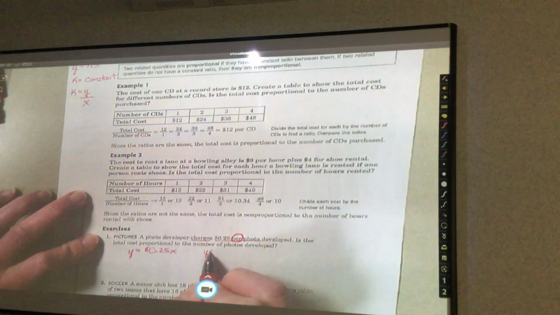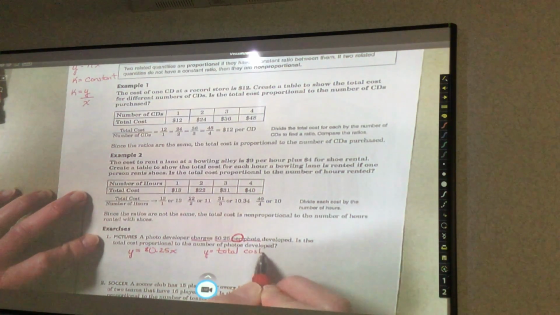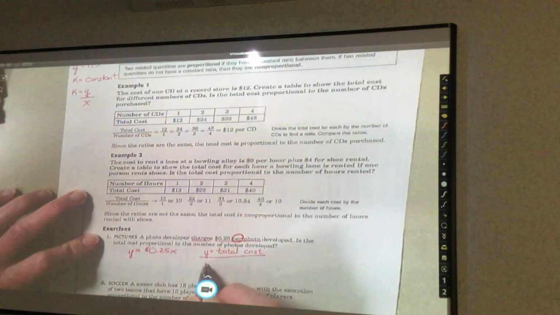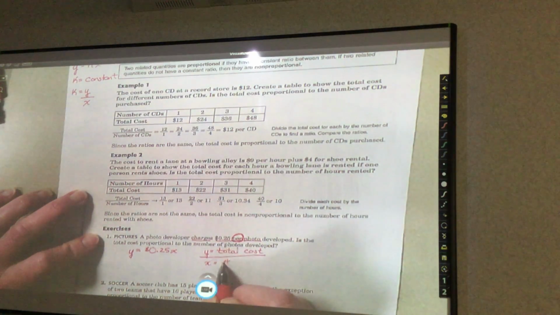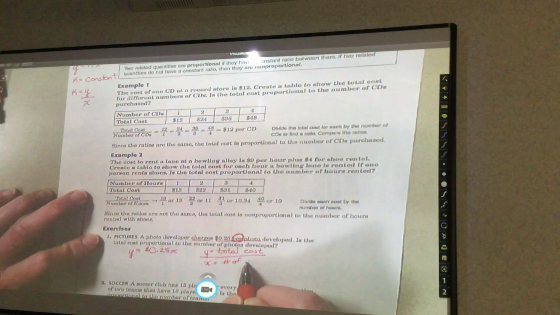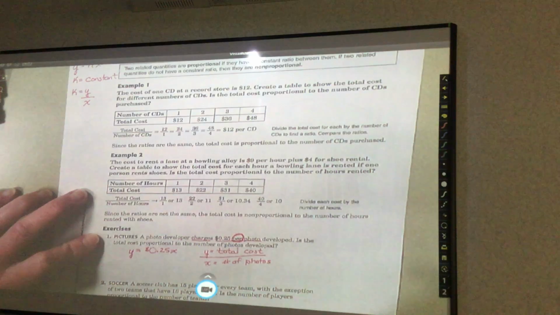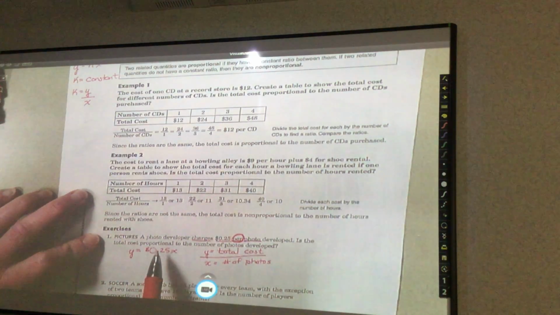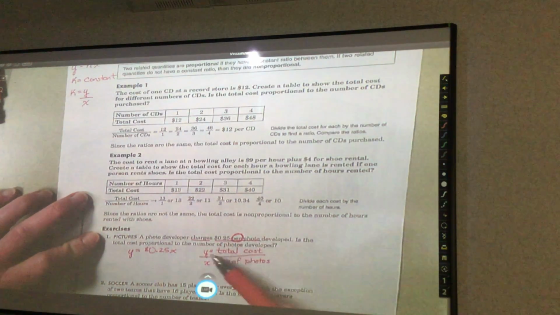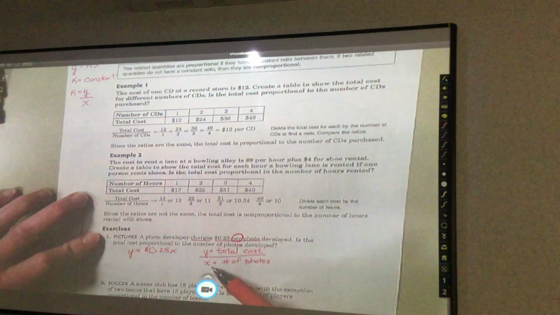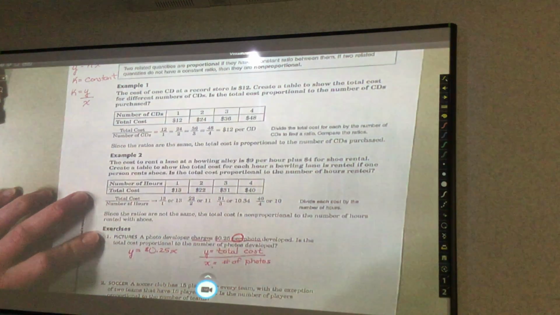Y is going to equal the total cost over x, the number of what? Photos. So we have it set up with our equation. We can find the constant as finding y divided by x. So is this going to be proportional? Yes.